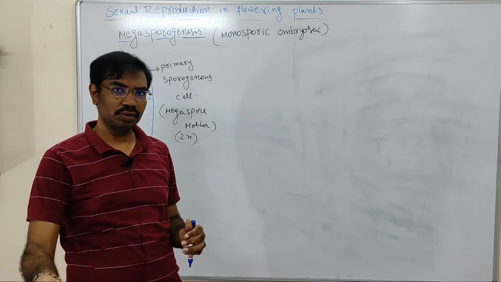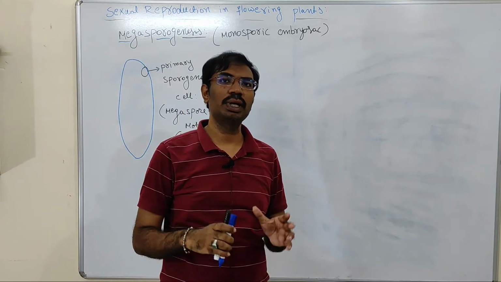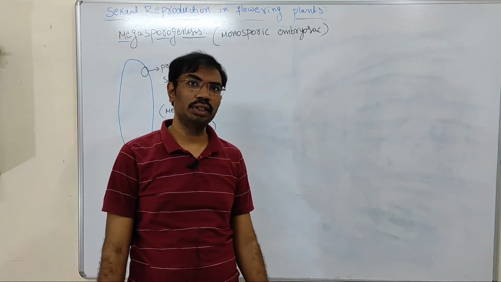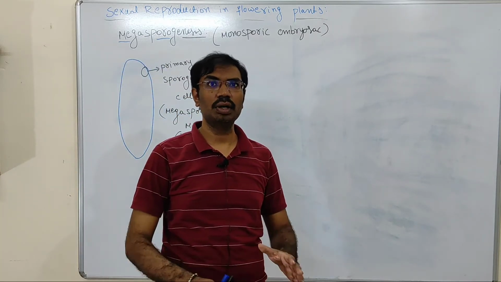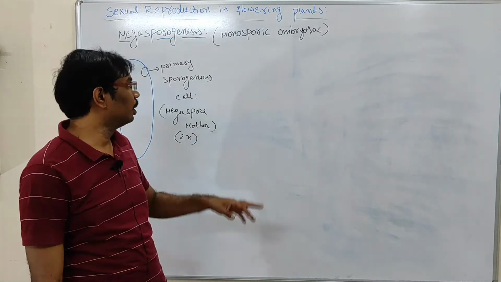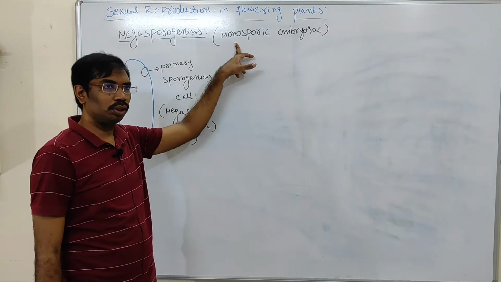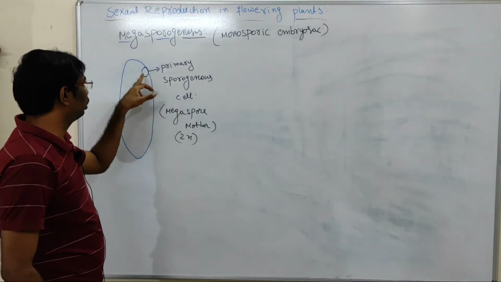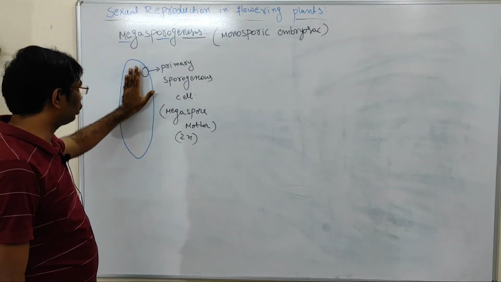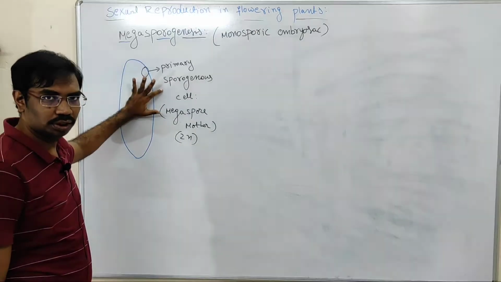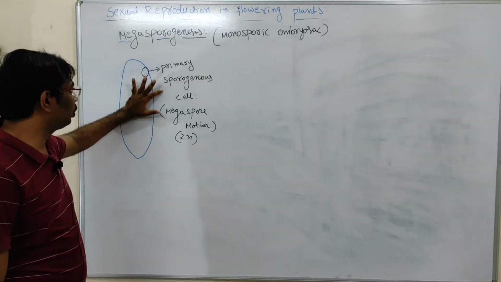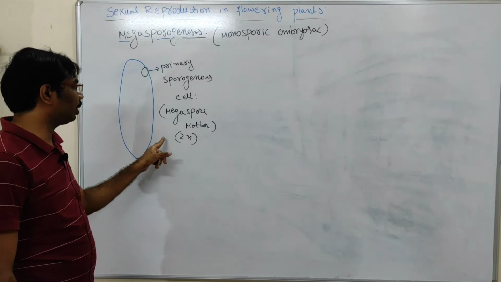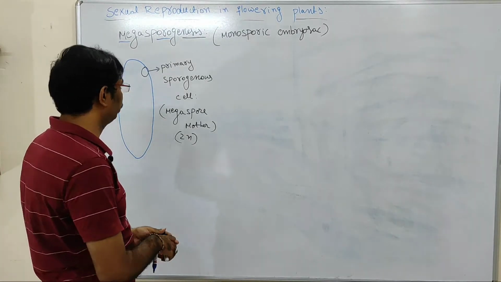Suppose two megaspores are involved in embryo sac development, that is called bisporic development. Otherwise, if four megaspores are involved in the development of the embryo sac, that is called tetrasporic development. In this video, I am going to discuss monosporic embryo sac development. The primary sporogenous cell is produced in the nucellus and behaves like a megaspore mother cell, whose ploidy is 2n.